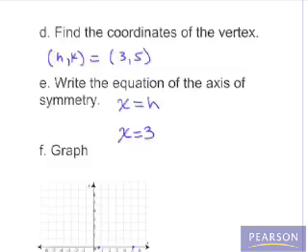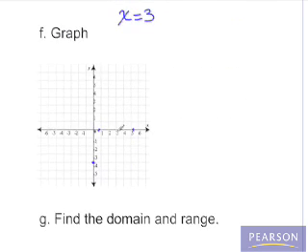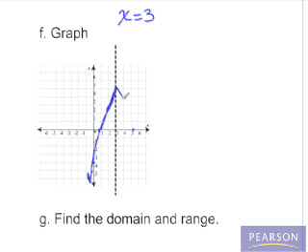The vertex, 3 comma 5, 3 and up 5, 1, 2, 3, 4, 5. And we have an idea now where our parabola is. The axis of symmetry is the imaginary line passing through the vertex. So there's our mirror image line. So a graph will look something like this, a rough sketch. There's the graph of our function.